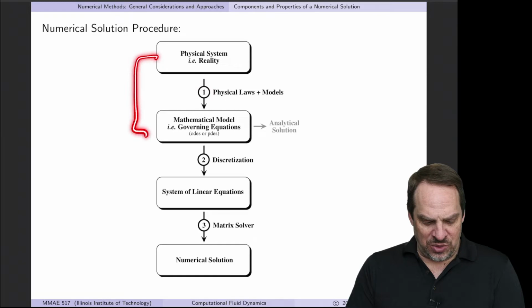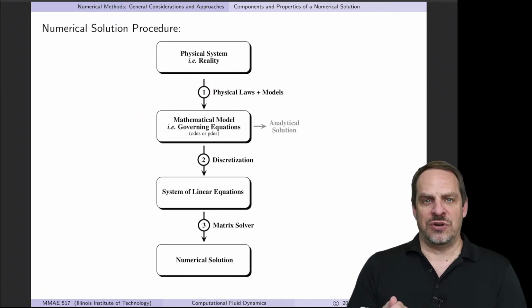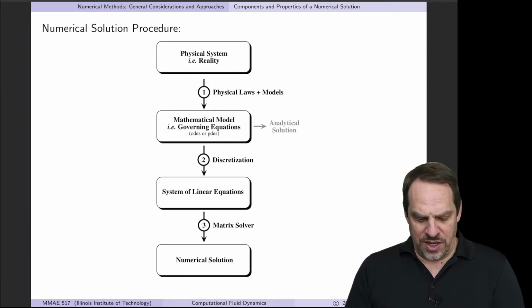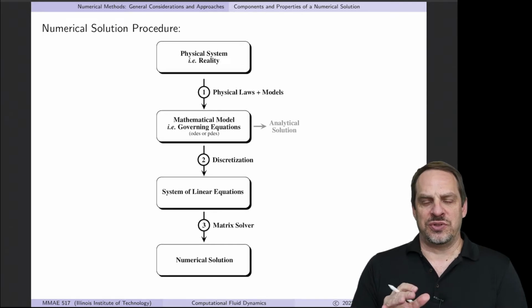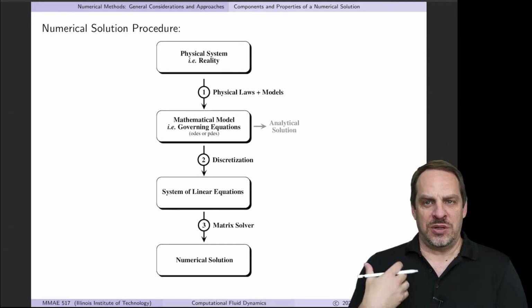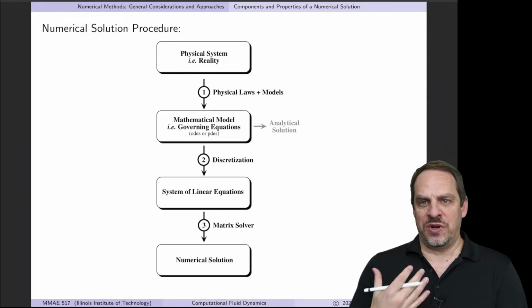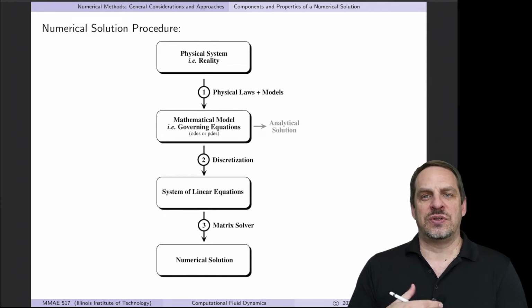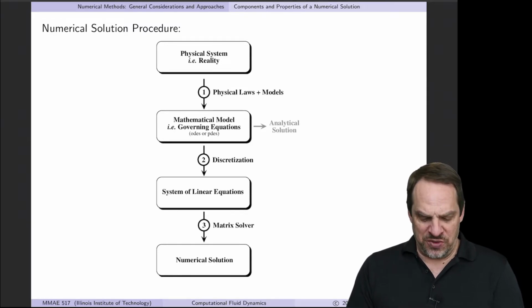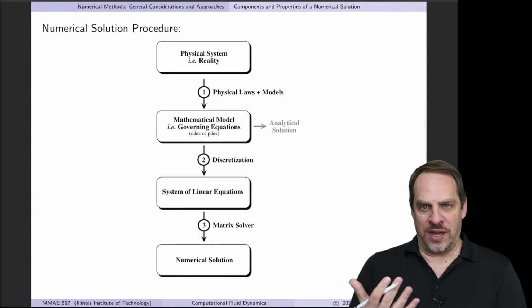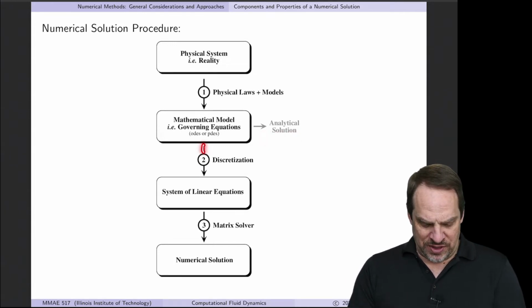And this is typically what is done in our engineering science and engineering analysis courses. And then, if possible, you get the analytical solution. Now we know from our experience in those classes that those analytical solutions are often quite limited. In the area of fluid mechanics, for example, there are very few analytical solutions, closed form solutions of the Navier-Stokes equations. They only apply for very simple geometries, very simple scenarios. But if you can, you get the analytical solution. If you can't, then you proceed with the second step of the numerical solution procedure.